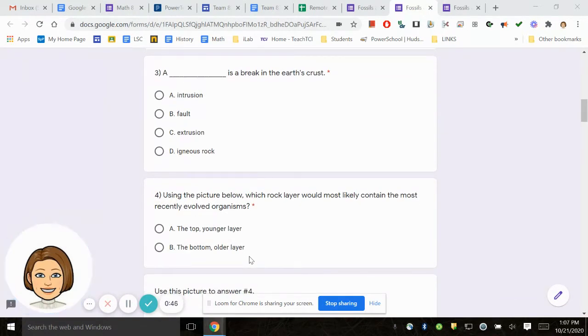Number 3. A blank is a break in the Earth's crust. A. Intrusion. B. Fault. C. Extrusion. D. Igneous rock.